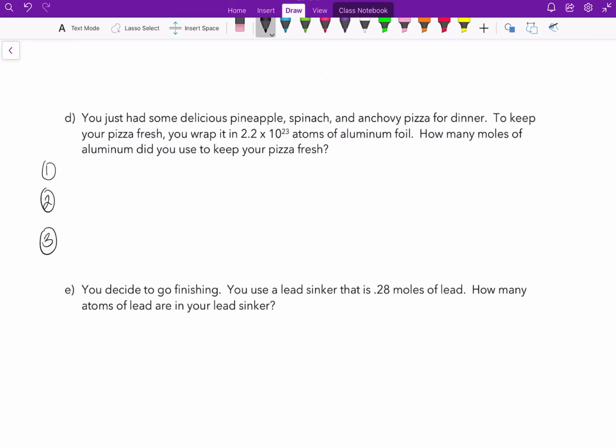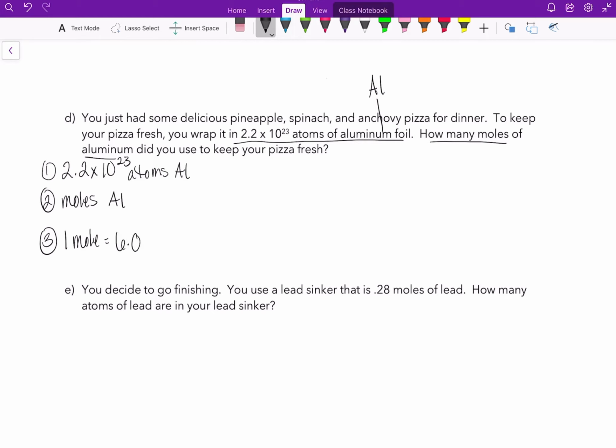All right, let's check over what you found. So our given was 2.2 times 10 to the 23rd atoms of aluminum foil. Instead of writing aluminum foil every time, I'm gonna write Al because that is the symbol for aluminum on the periodic table. So we have 2.2 times 10 to the 23rd atoms, Al. Step 2, we're looking for how many moles of aluminum. So moles, Al. And our conversion factor is going to be the same one we've been using this whole time.